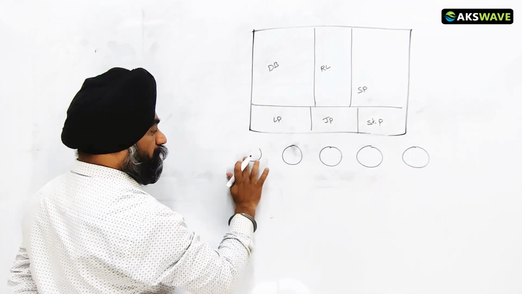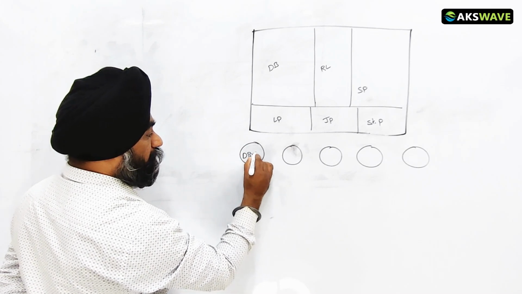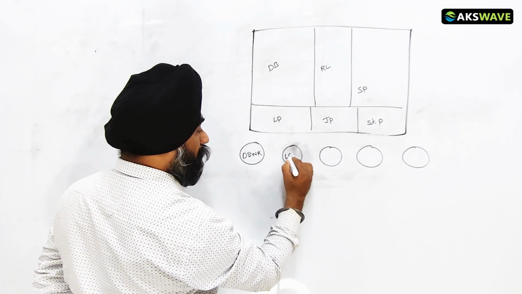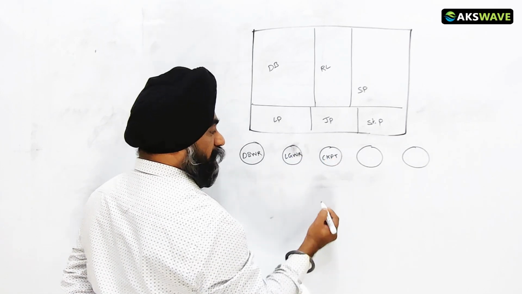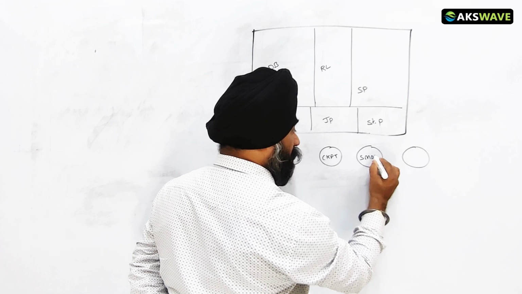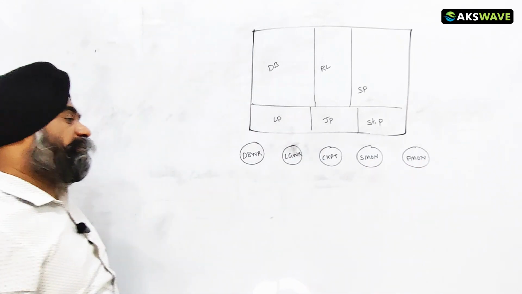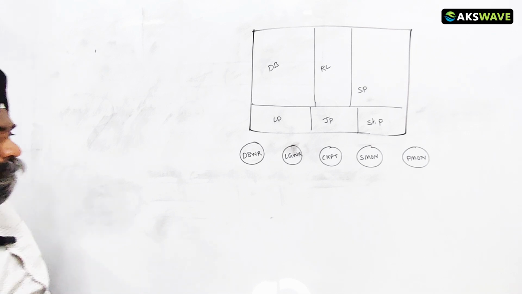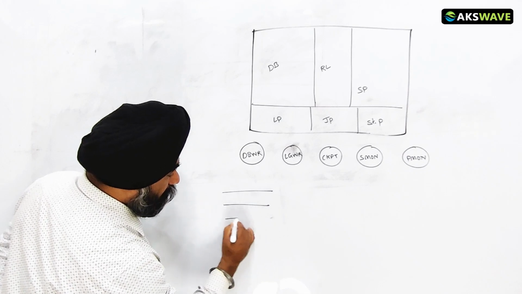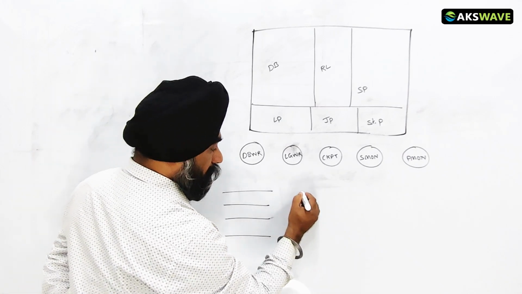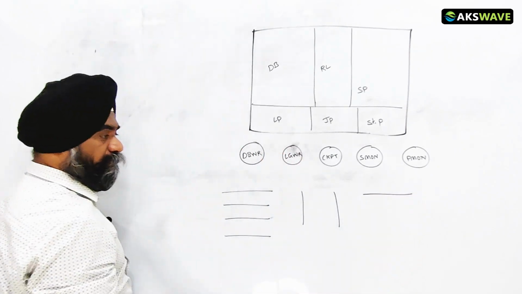What are those? DB writer, database writer (DBWR), log writer, checkpoint process, and SMON and PMON, the process monitor. Done. Now we have the set of files here. We call them data files, redo logs, and control files.